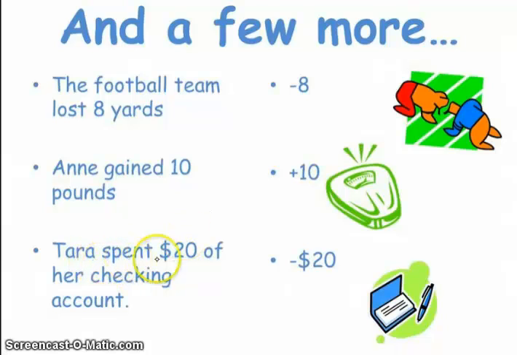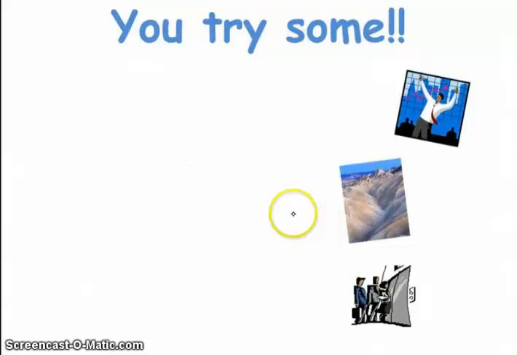And then we have Tara spent $20 of her checking account. So she's not putting in money, she's spending it. So that means she's taking the money out. So we will represent that by a negative integer. Okay, so go ahead and try these by yourselves.